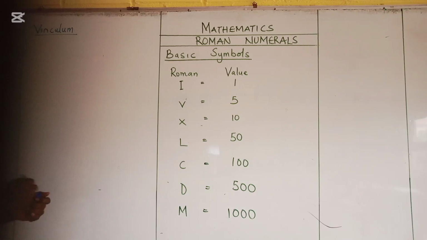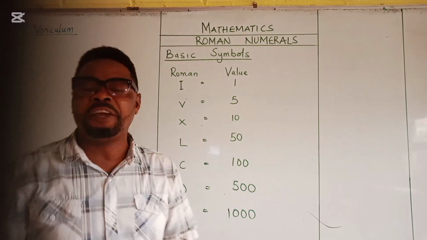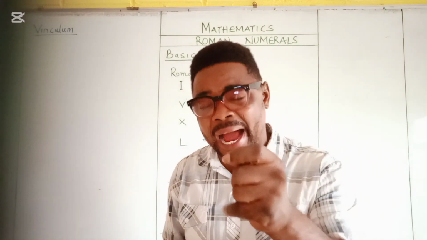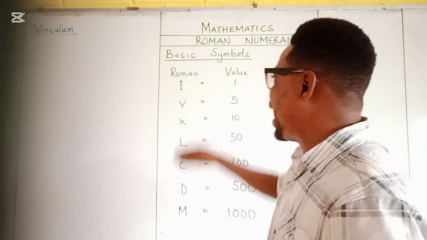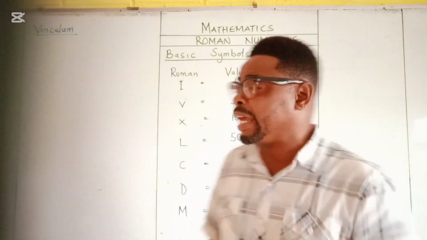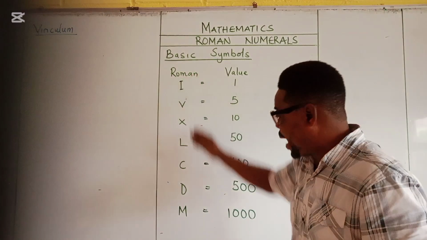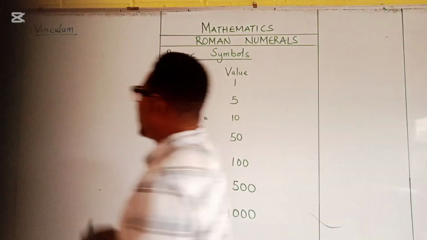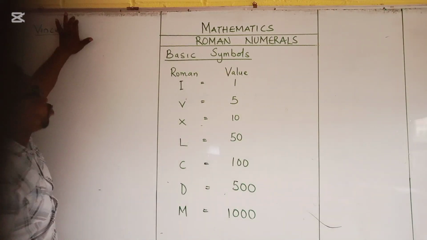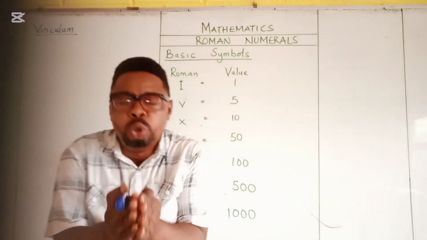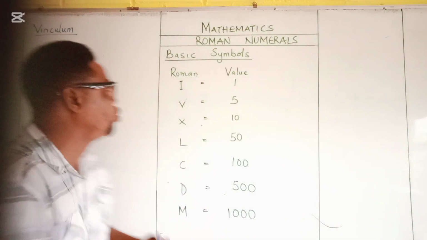There is something we call vinculum. What is vinculum? Vinculum is a bar that can be placed on any of the symbols in Roman numeral. Now, before I go ahead and explain vinculum very well to you, let us quickly look at some rules in Roman numeral.